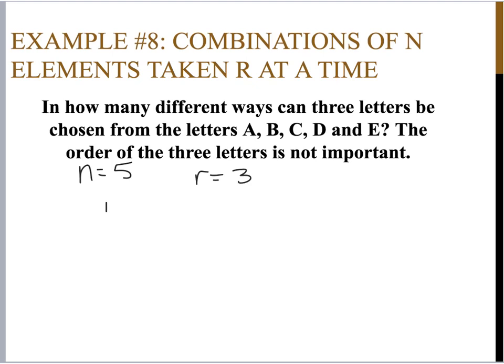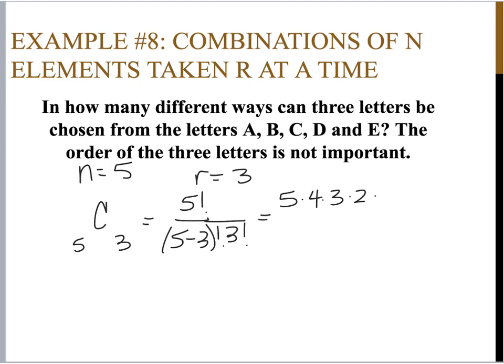So our formula will be the combination of 5 choosing 3 at a time, which would be 5 factorial over 5 minus 3 factorial times 3 factorial. Okay, so 5 factorial we know is 5 times 4 times 3 times 2 times 1. 5 minus 3 is 2, and 2 factorial is just 2 times 1, and 3 factorial is 3 times 2 times 1. Okay, so with that being said, the 3, 2, 1 is going to cancel, and then 4 divided by 2 is 2. So our answer is 10 different ways.